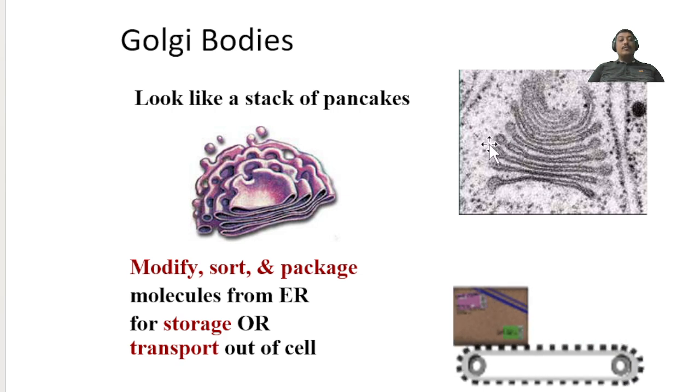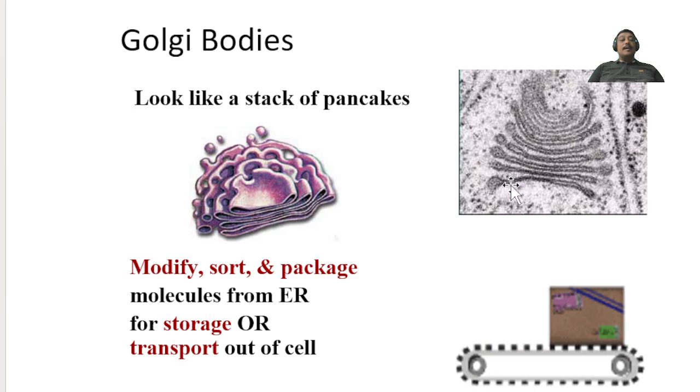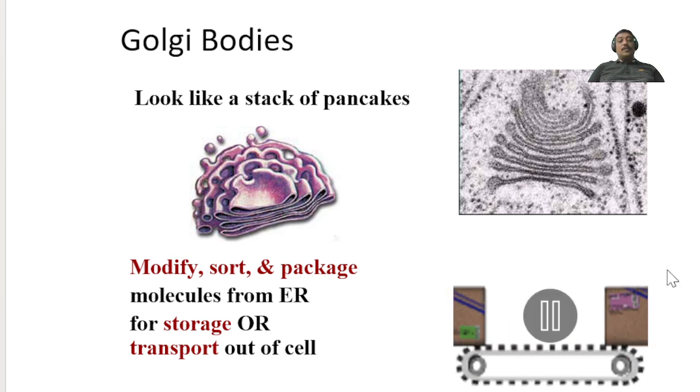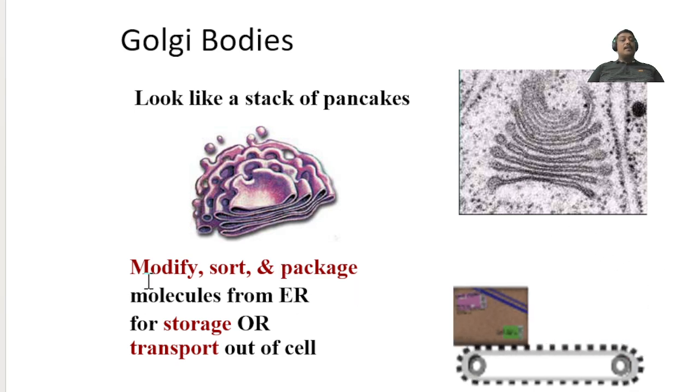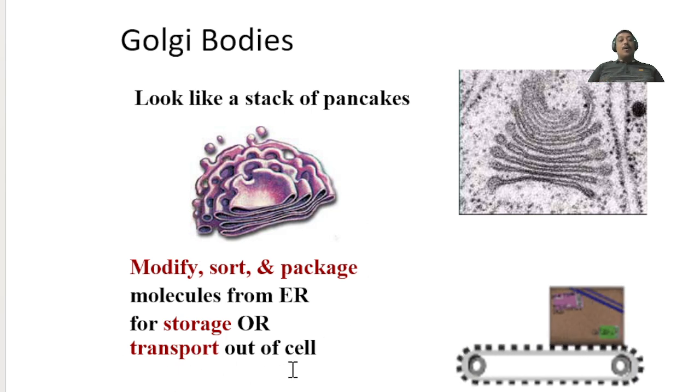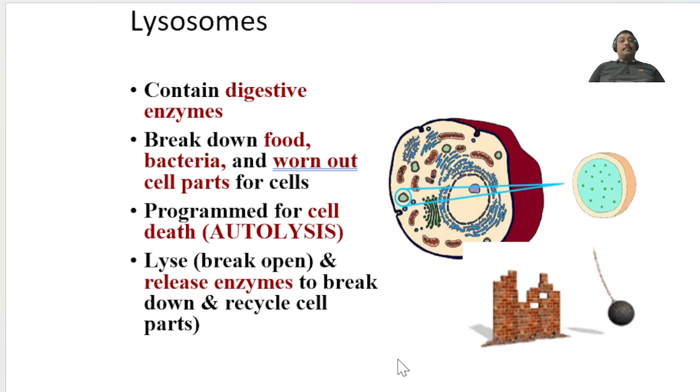So in order to remember it easily, you can remember the structure of a pancake. Golgi bodies are a stack of pancakes. The function is to modify, sort and package the molecules that are produced inside the cell, and then it can store them for a while, or it can also transport them.